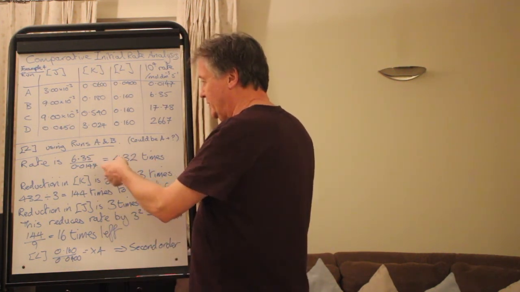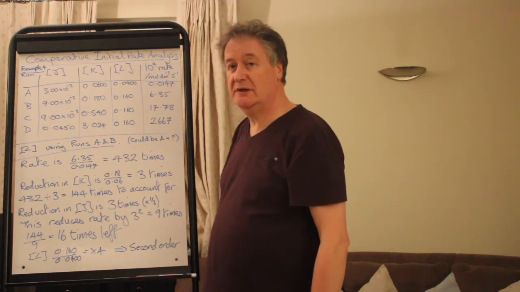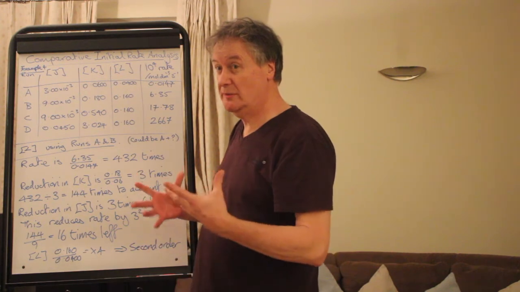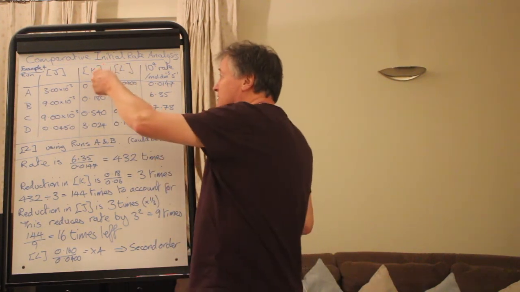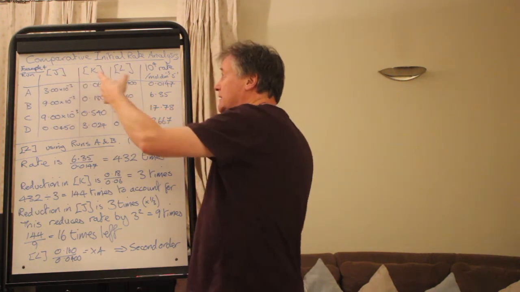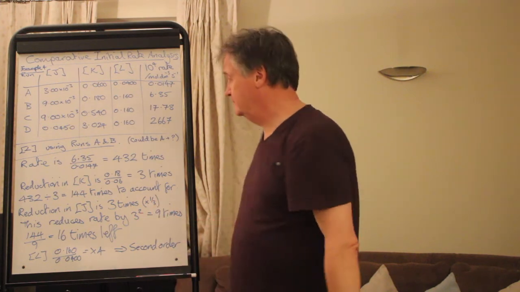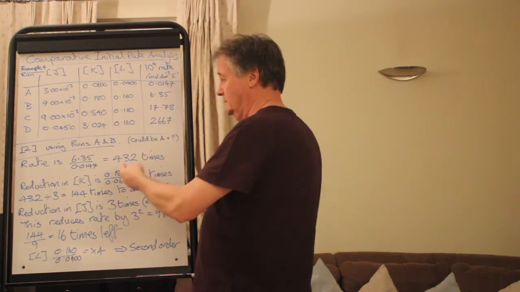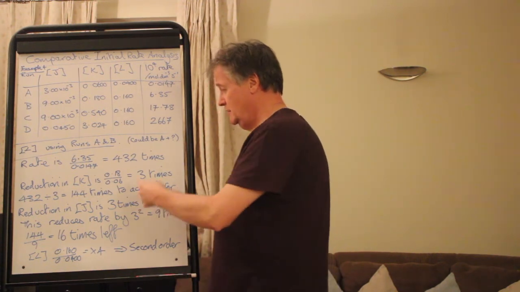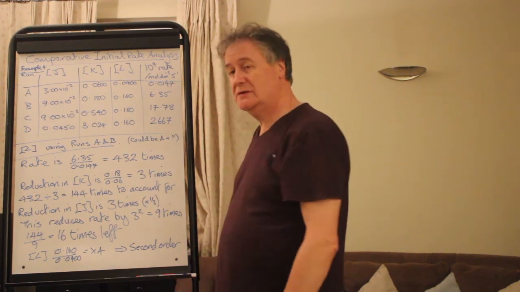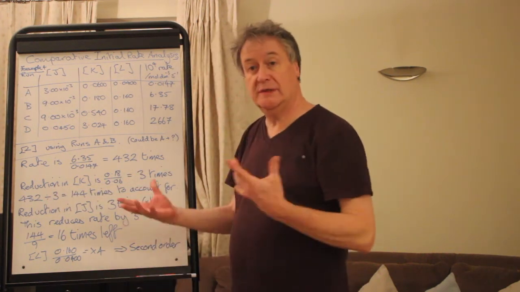So 6.35 divided by 0.0147 is 432 times the change. So it's quite a big change in rate. We've got to account for that by changes in the concentration of K, J, take those out, and what's left must be done by L. So, K, 3 times the change in concentration. We know K is first order, so 432 divided by 3 leaves you with 144.